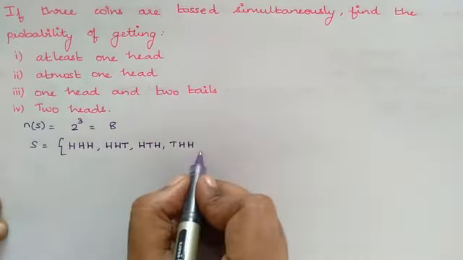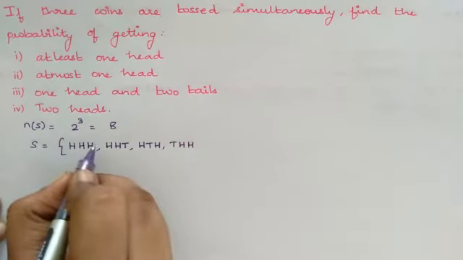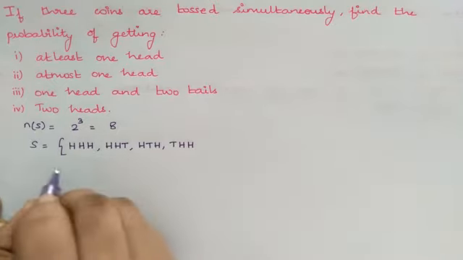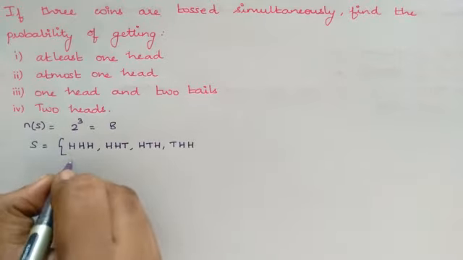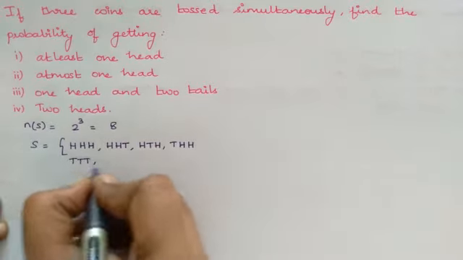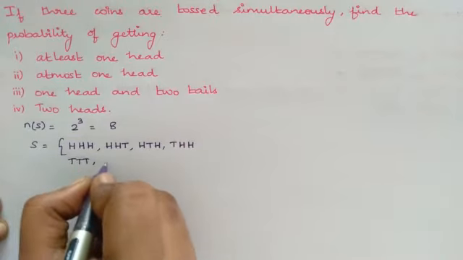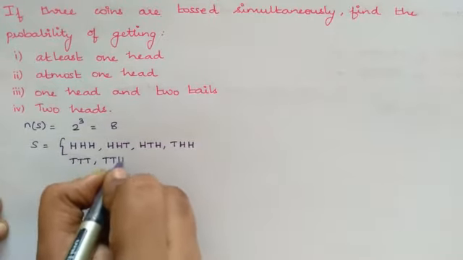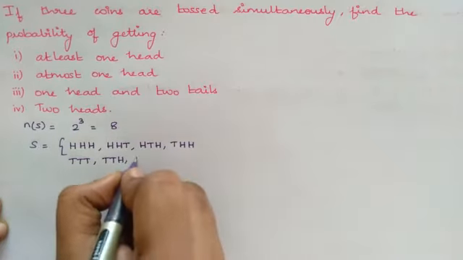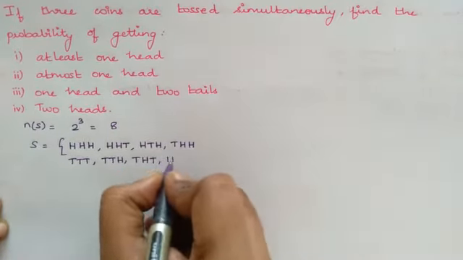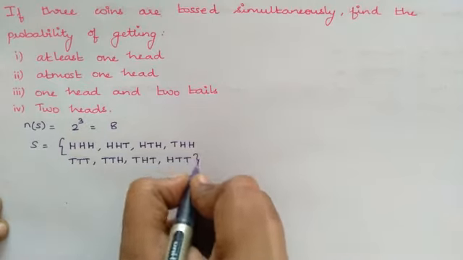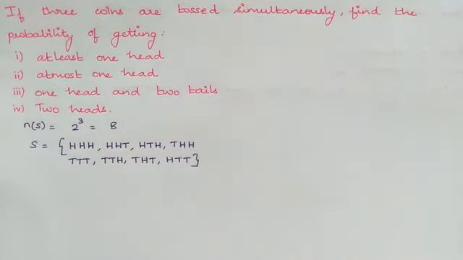Now the same thing: invert all H to T and T to H so that we will get the next four possibilities. All the H I am going to replace with T. HHT will become TTH, HTH will become THT, THH will become HTT. That gives 8 possibilities. So these are the possible outcomes when we are tossing 3 coins at a time.